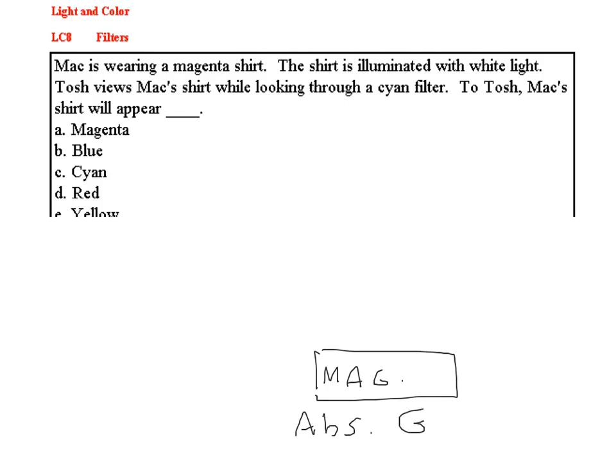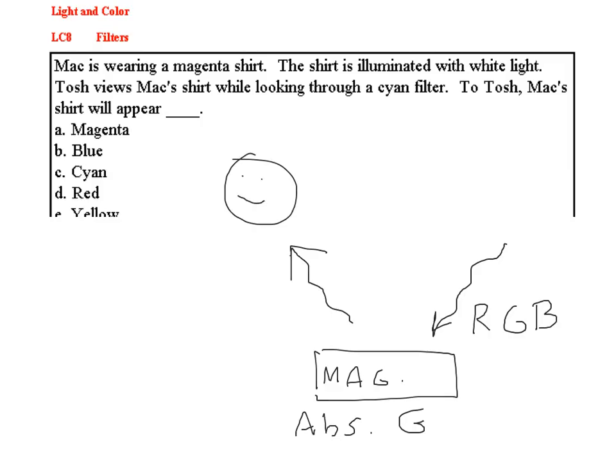So when it says it's illuminated with white light, I always draw the light coming in like this and draw all the colors of the three primary colors that you are seeing. So in the case of white light, it's red, green, and blue. So what's going to happen is the green light will be absorbed by the pigments in the shirt. So what I do then is I draw what's being reflected over to someone's eye, and that would be both the red and the blue.